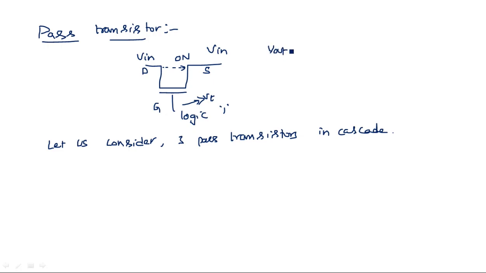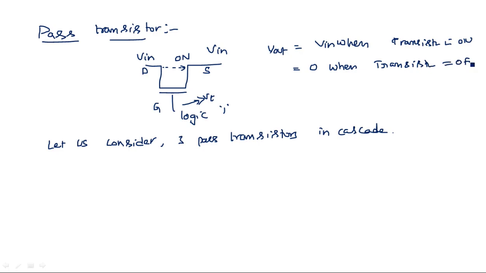We can say output equal to input when the transistor is on. So Vout is equal to 0 or any residual value when the transistor is said to be off. Okay, so this is the pass transistor. Depending upon the input voltage here, the transistor is said to be either on or off.